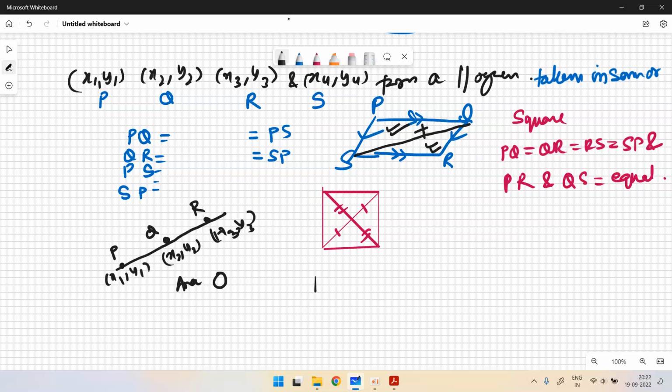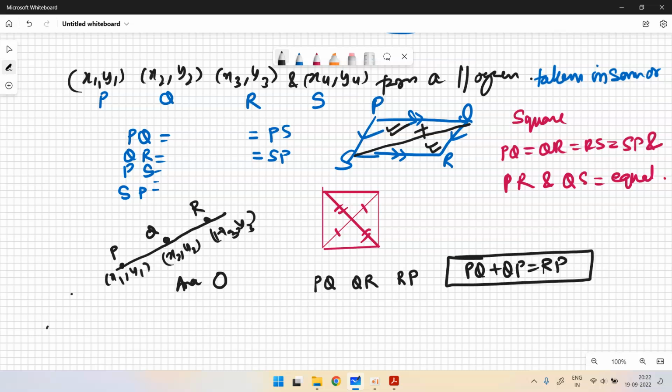Alternatively, you can do it by a longer method: first calculate PQ, then QR, and then RP. If PQ plus QR equals RP, if this is satisfied, then it proves that they are collinear. They will be collinear because in a triangle, you always know that the sum of any two sides of a triangle is always greater than the third side.